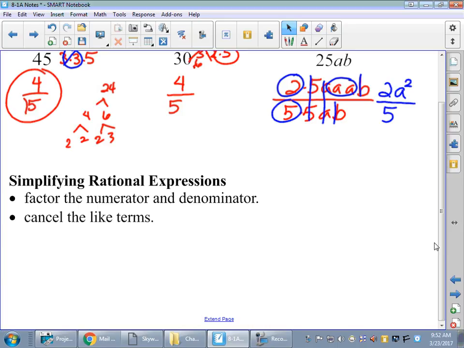Now, how you factor is a little bit different than when I did the factoring of numbers. It may be difference of perfect squares. It may be a trinomial. We have to look at maybe a greatest common factor. So you might want to review your factoring notes. And then you just cancel the like terms.